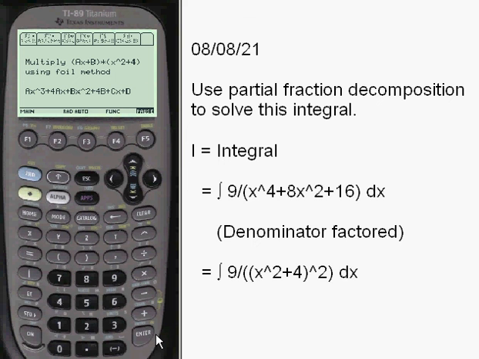So now we're going to multiply the ax plus b times x squared plus 4, which we got. Okay, and we're going to use the FOIL method. Remember the first, outside, inside, and last method, which you learned in algebra. So we do that, and we come up with ax cubed plus 4ax plus bx squared plus 4b plus cx plus d. Okay. Now we can combine those terms. We get ax cubed plus bx squared plus 4a plus c times x plus 4b plus d.